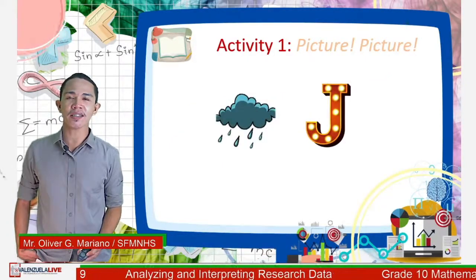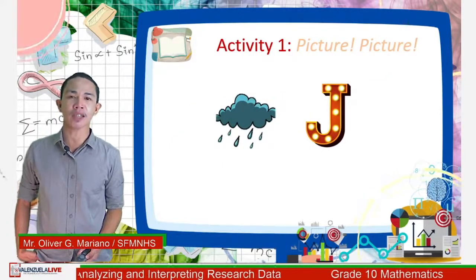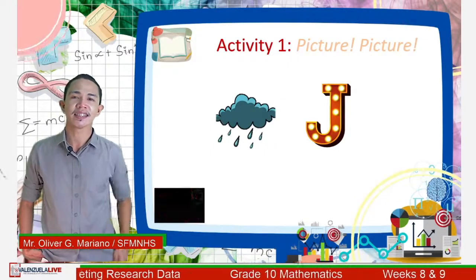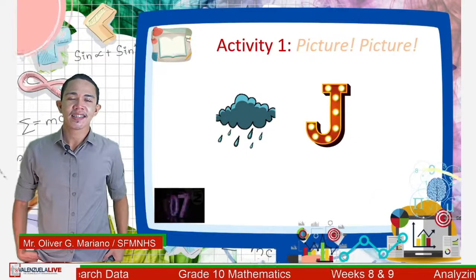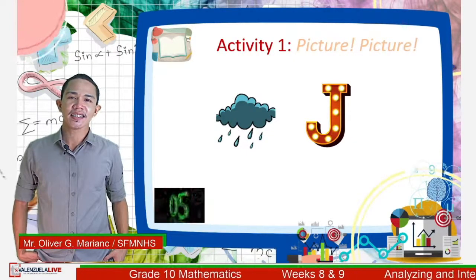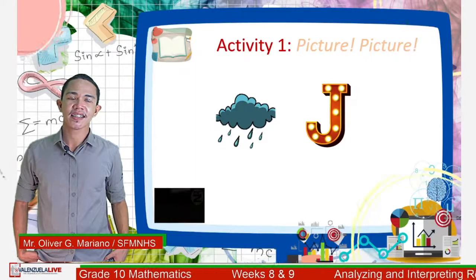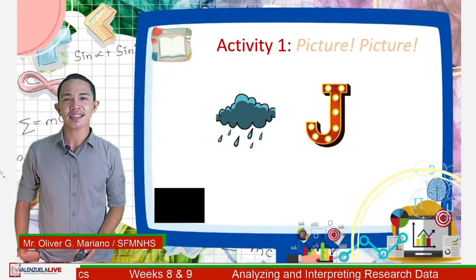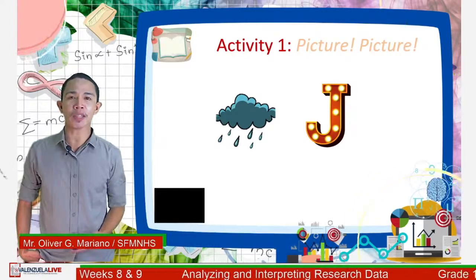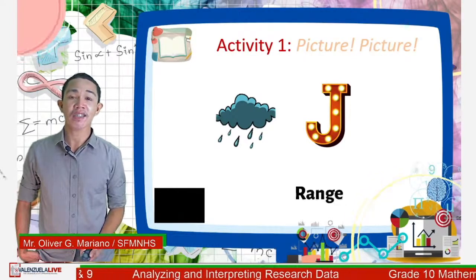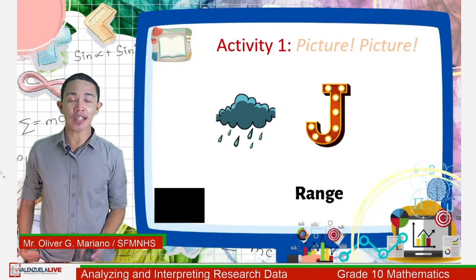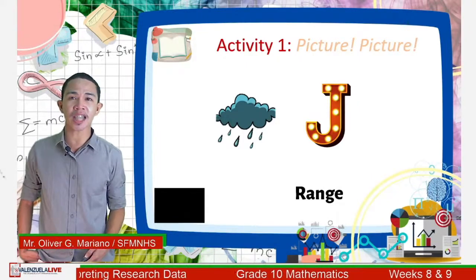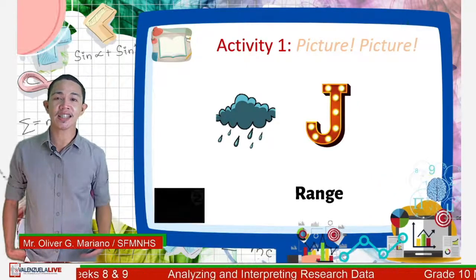Here is the third set of pictures. Your 10 seconds starts now. Time's up. The correct term behind these pictures is range. So as you can see on the picture, you have rain and the letter J, which sounds J. Let's have the next one.